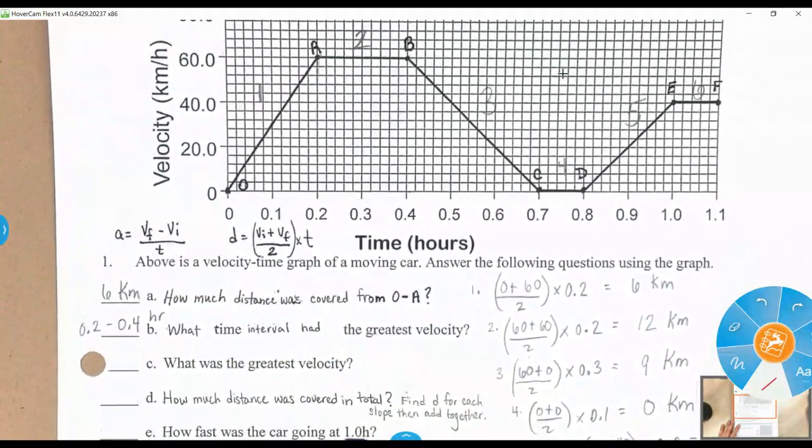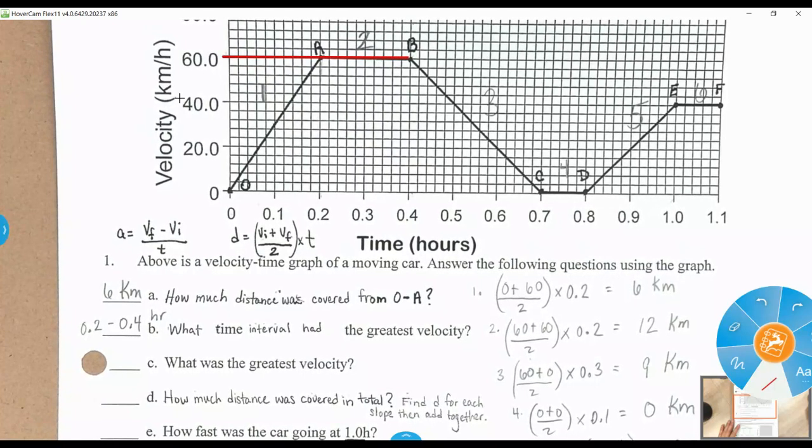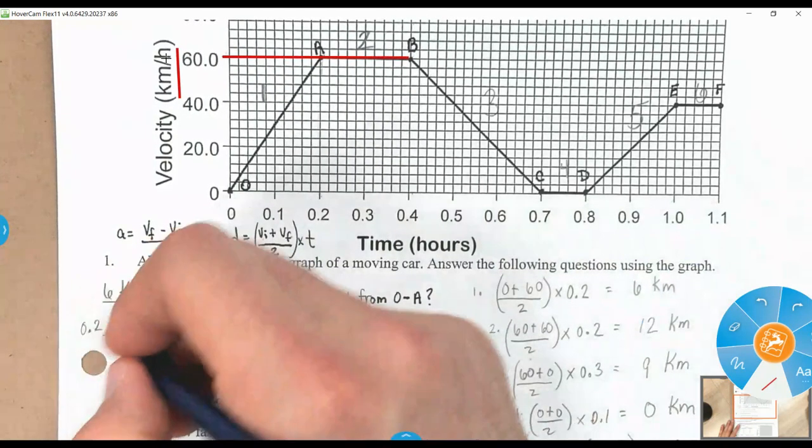What was the greatest velocity? Oh, well, we already kind of just said that. 60, and the unit, not meters per second on this one, it is kilometers per hour.